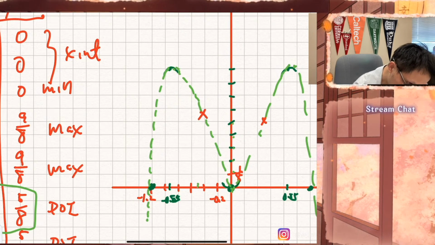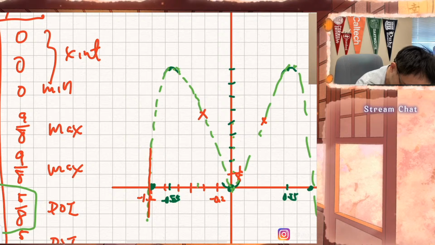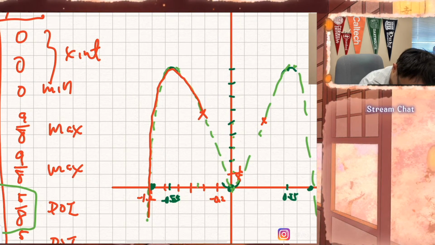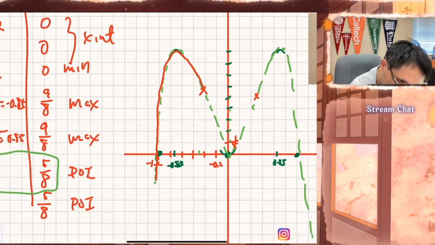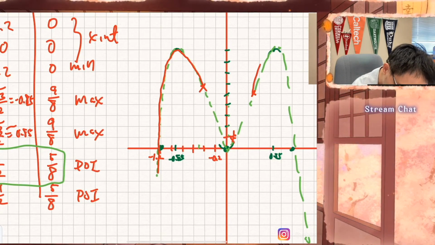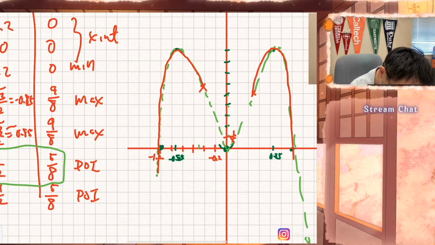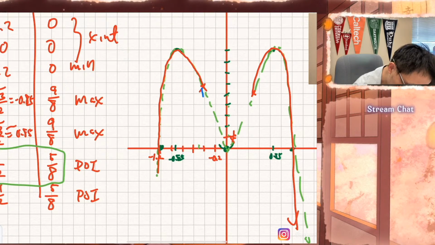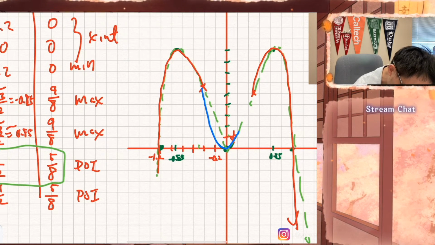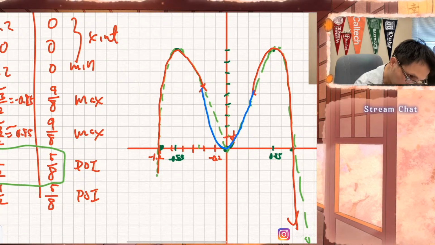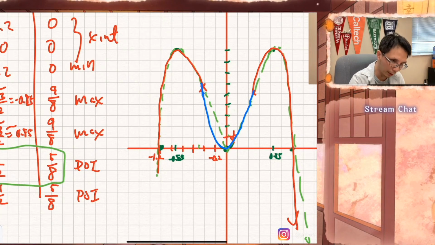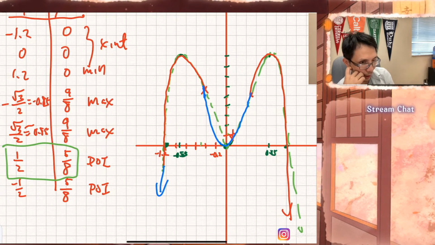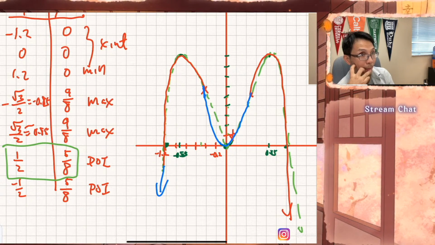So basically from here it is concave down. Okay, so from here up is concave down as well. And from here it is going to be concave up. So basically you're going to form a very nice looking graph like this. So yeah, you're going to have a very, very good sketch.